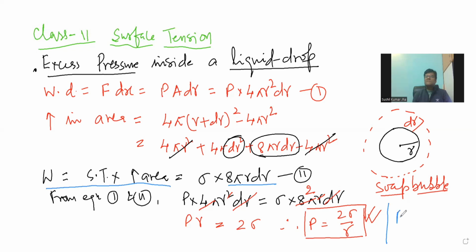So in this case, P would be 4 sigma upon R, right? What is noticeable is the excess pressure is inversely proportional to R. So smaller the size of the bubble, more would be the pressure, and vice versa.